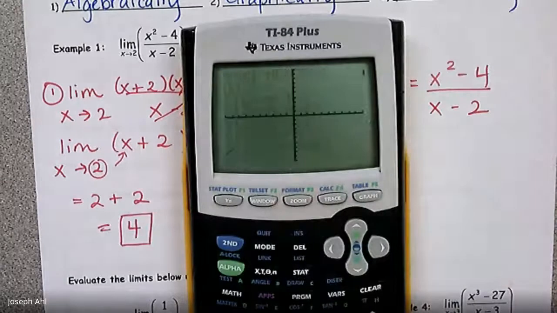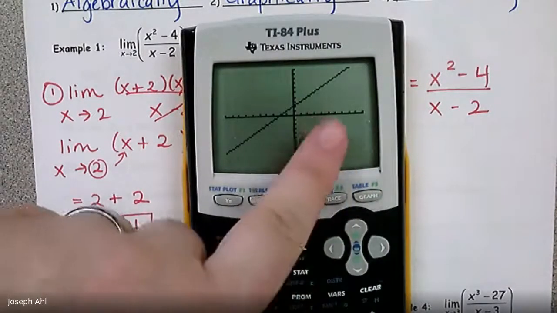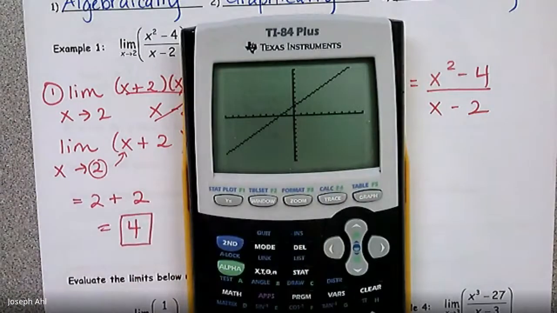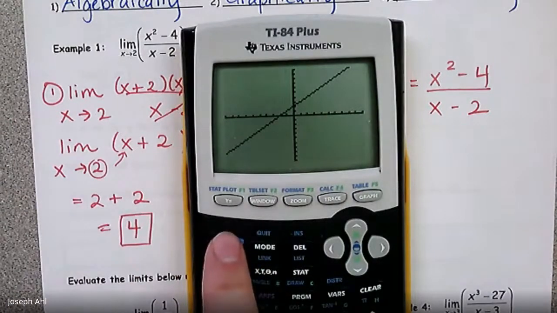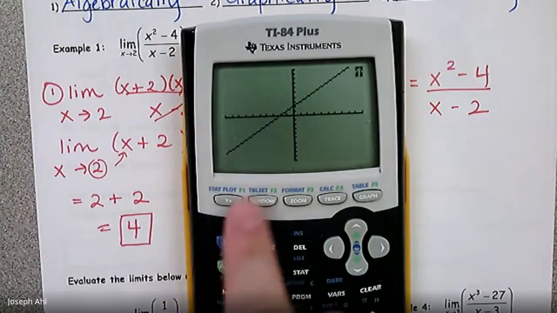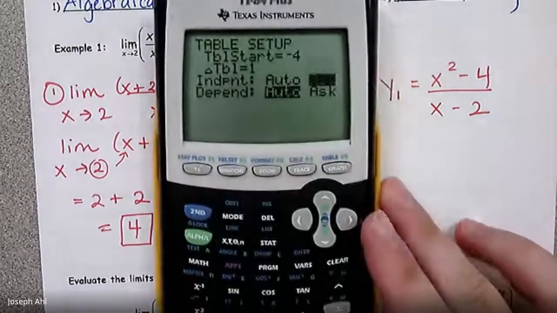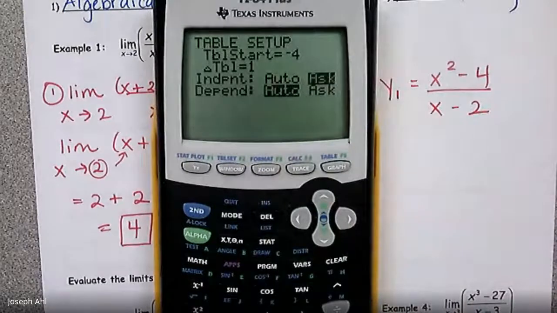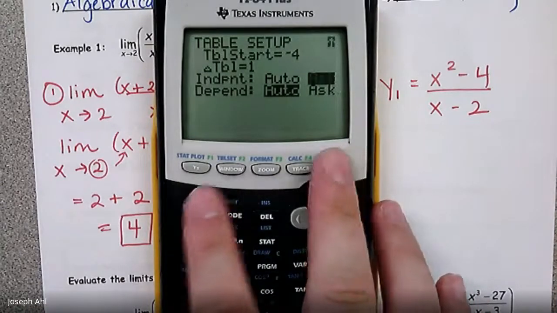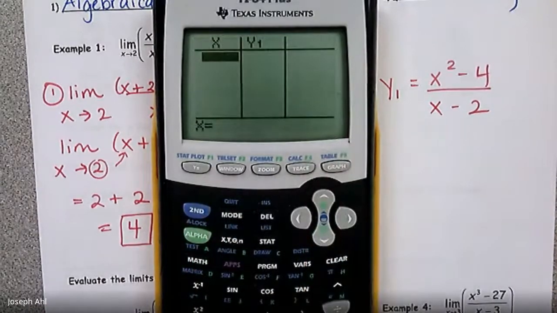Oh, by the way, let's zoom 6 it. Here's the graph. Yep, it's that line I graphed. It doesn't show the hole necessarily at 2, 4, but we know it's there. What I want you to do is go to the table setup, second window, and switch the independent over to ask. I'm hoping this is something you're familiar with from Algebra 2 and from pre-calc. But the advantage to this is we can now input whatever x values we want for the independent variable, and it will give us the corresponding y values.